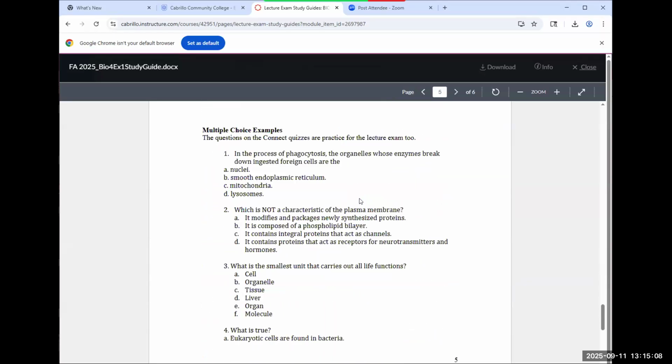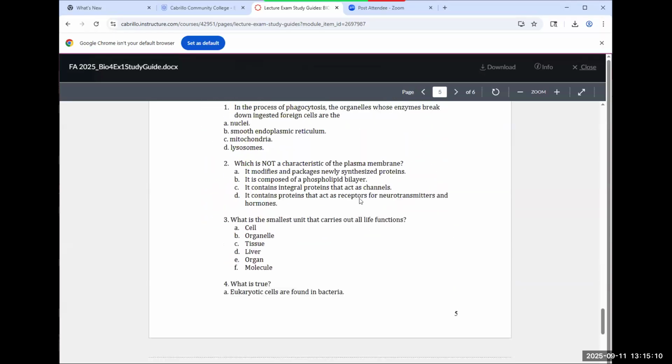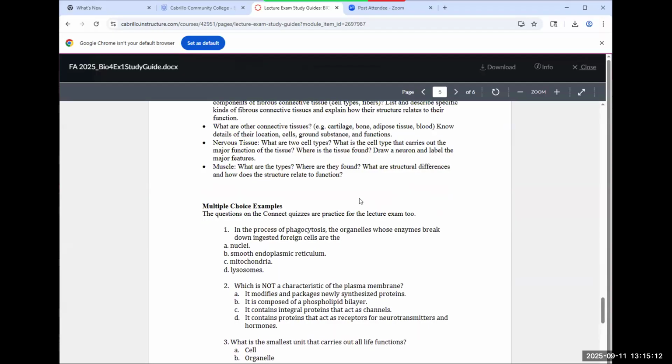There will be one short answer. You know, you've been doing multiple choice examples because you've been doing the Connect quizzes, correct? So it shouldn't be a mystery to you what kinds of tests or what kinds of questions are going to be on the test. I really have no intention to be tricky. I very much intend to be challenging. So I don't want to trick you.